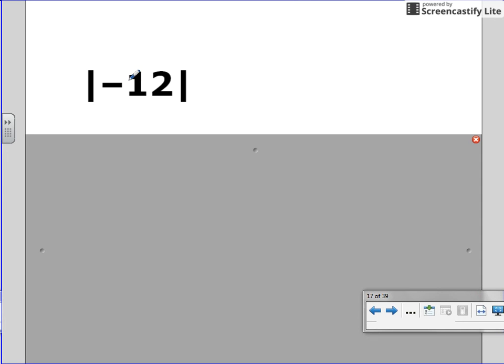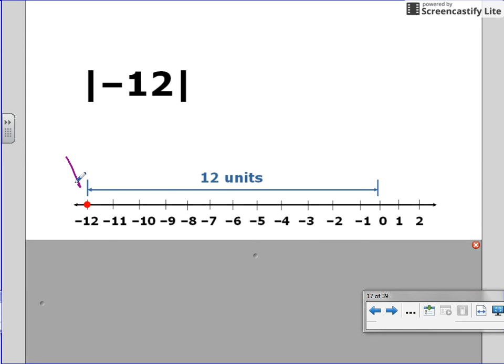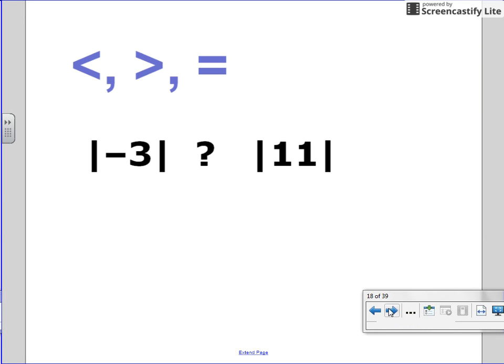Look at another one. What's the absolute value of -12? If you think about where -12 is on the number line, it's down here. How far away is that from 0? That's 12 units, +12. We don't think about positive and negative with distance.